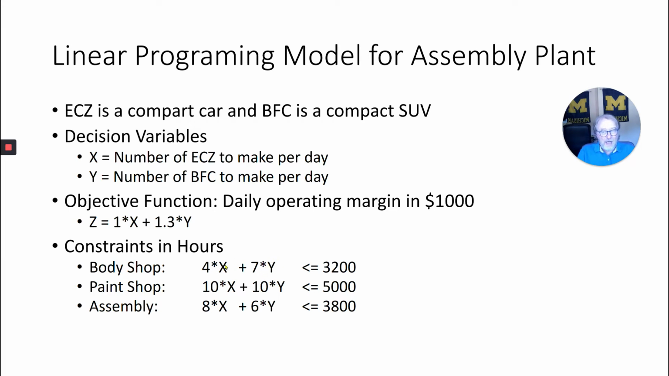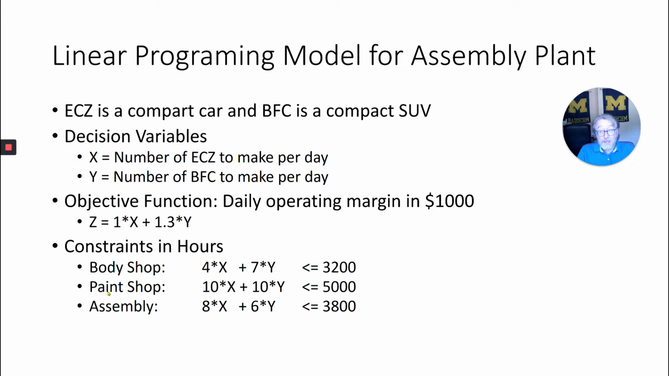Okay, and so if you make an additional car, you're consuming 4 more hours of body shop time, and each additional SUV consumes 7 more hours of body shop, and we have to stay under the 3,200 hour limit. Even though it looks like with the objective function that we should probably just be making SUVs, when you look here, it says SUVs consume more body shop time. Body shop is a scarce resource, so maybe we should make all SUVs. We can add some cars to the mix.